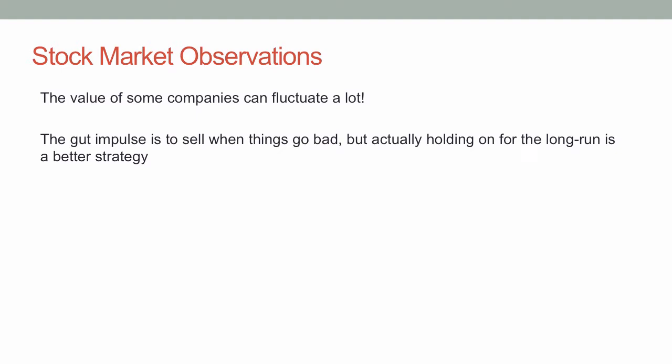The gut impulse is to sell when things go bad, right? If you invested in Amazon in 2000 and you waited till 2002, things crashed and you freaked out and panicked and you said, I got to get out, I'm going to lose more money, when it would have been really bad to sell in 2002. Holding on for the long run is a better strategy.